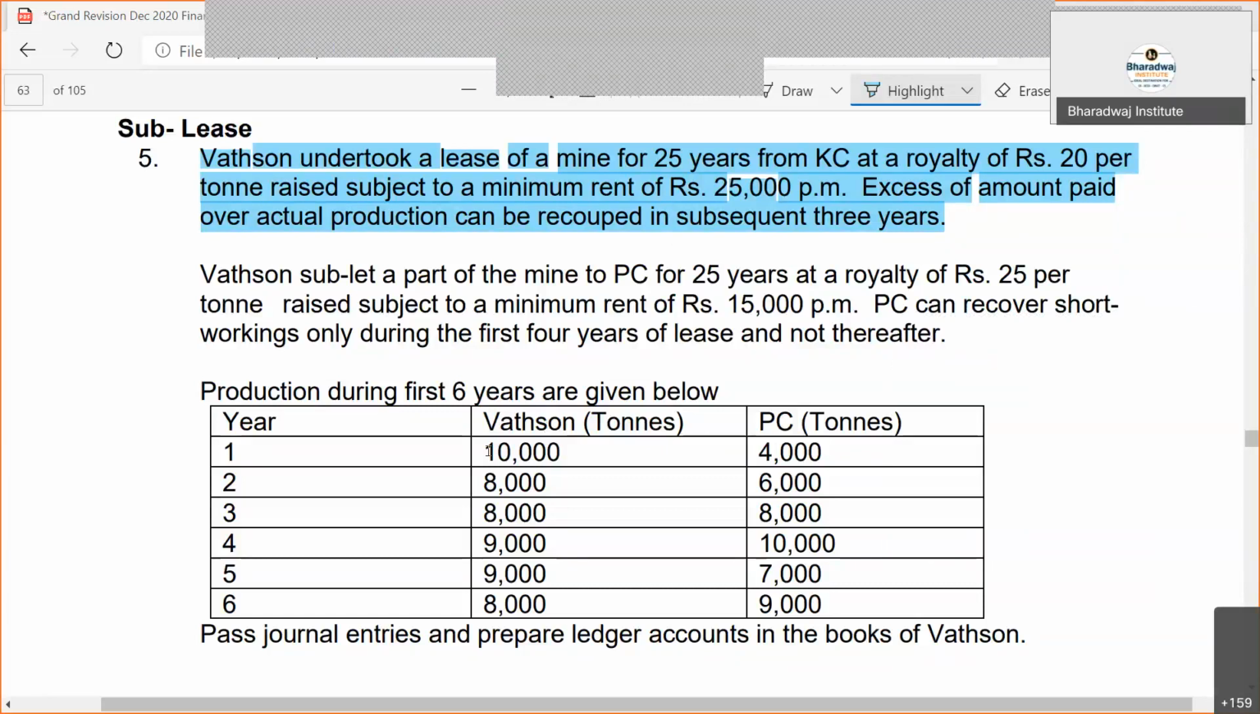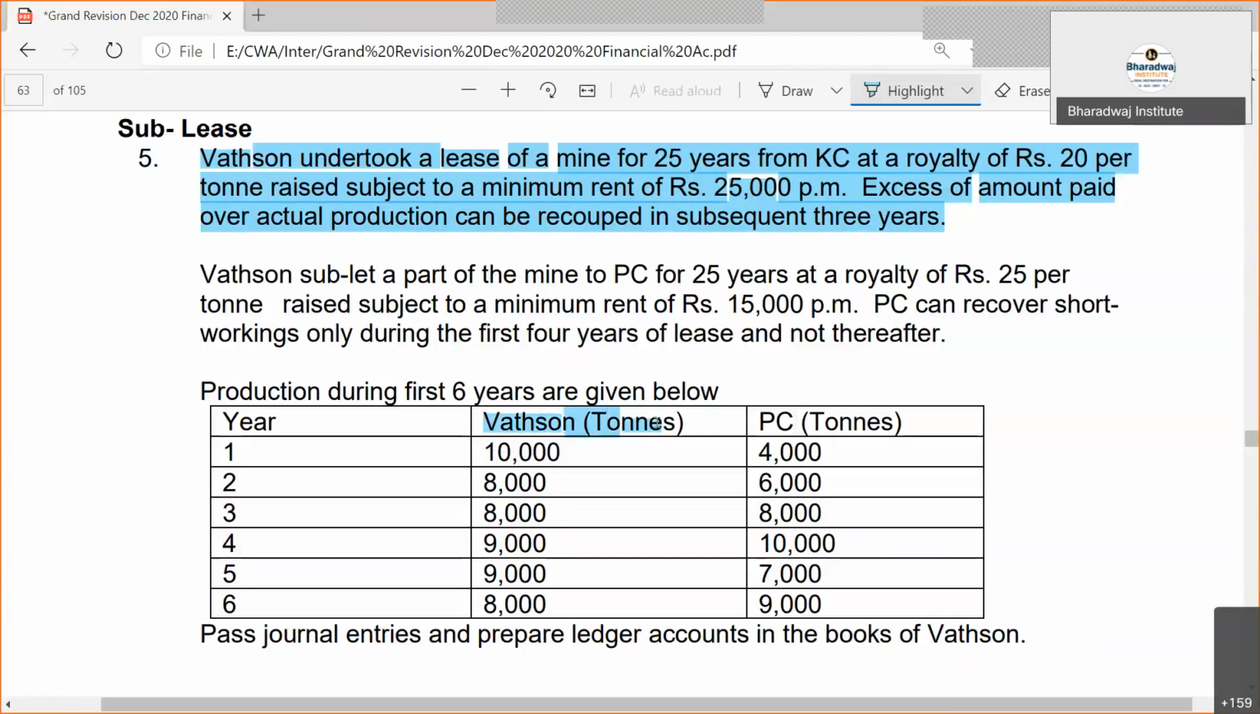Okay, so now who is the tenant? Watson is the tenant. He has to receive the royalty and pay to the landlord. While receiving the royalty, you will receive for this production. But while paying, you have to pay for the total production, 10,000 plus 4,000, 8,000 plus 6,000. Like that, you have to pay for the total production. The tenant has to pay for the total production. So two tables you have to prepare.